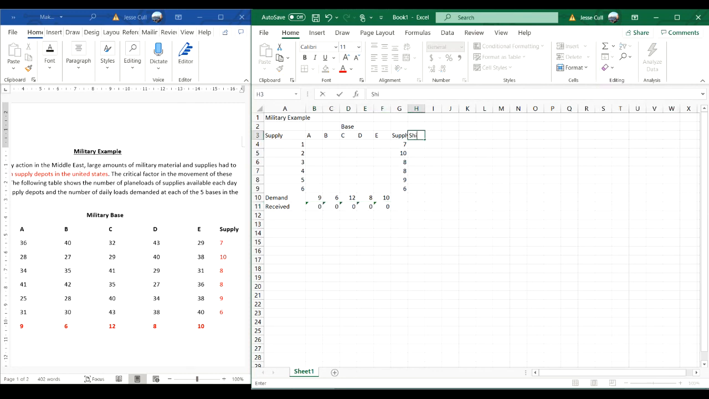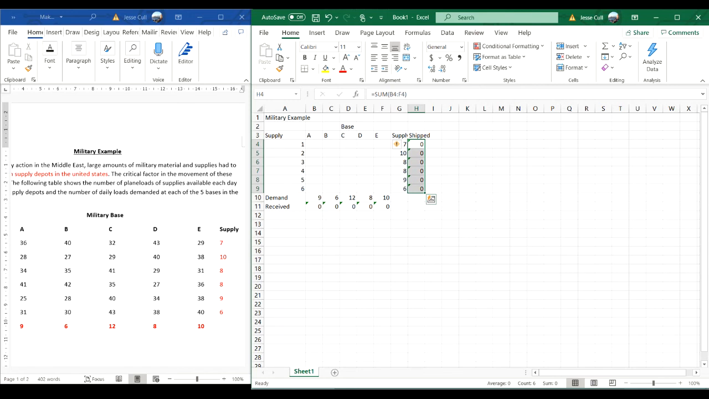Supply is also the same as shipped. So we have equals sum of these 5 rows. Hit enter, and we fill out. Okay, that's our base information. This is where we've represented our decision variables.